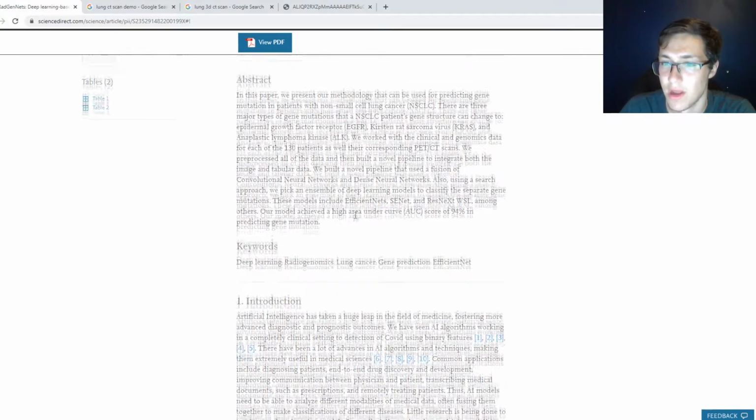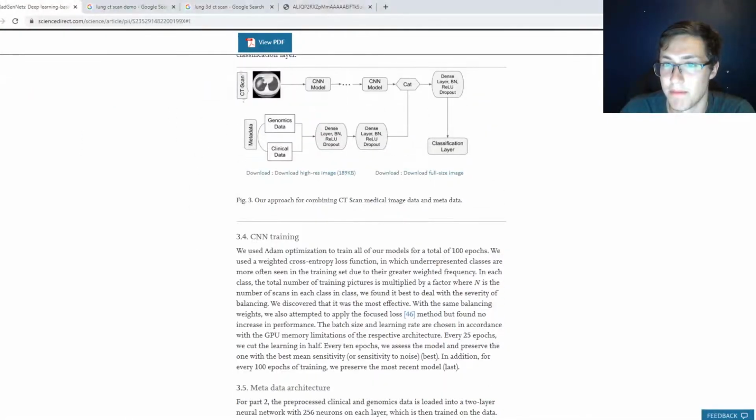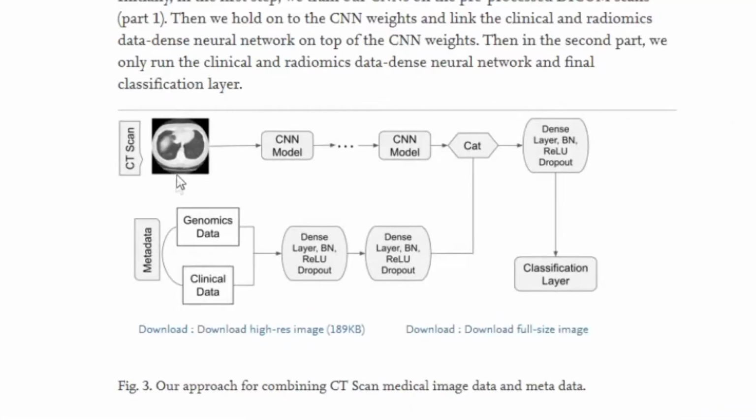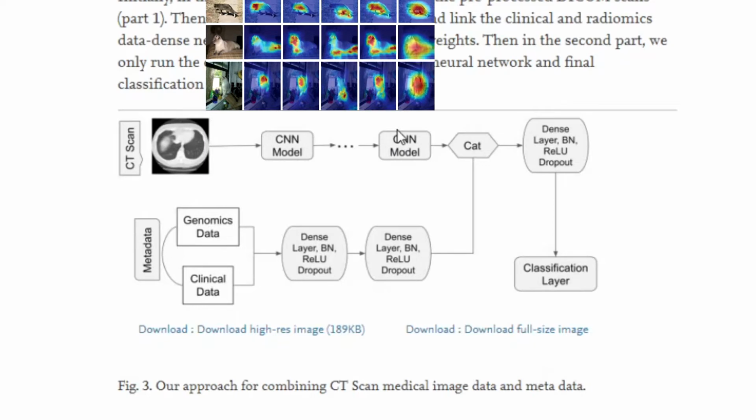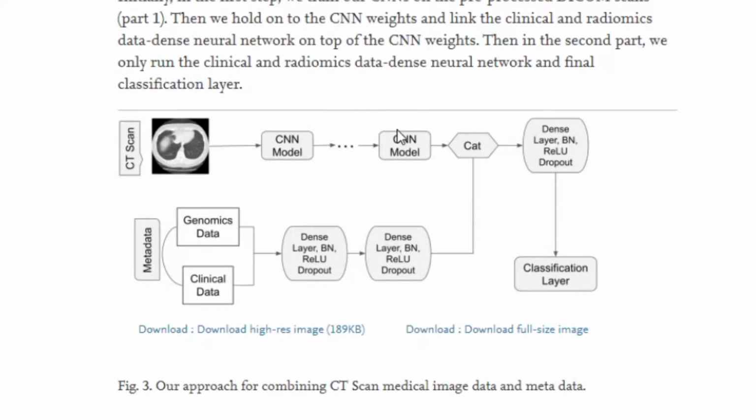And so what we did was we ultimately combined the imaging data from the CT scan. We put it in this CNN model, which learns the feature maps. It looks for where the lung cancer blotches typically are. It learns the kernels, which then create the activation maps, which we then concatenate with the genomics data and the clinical data.